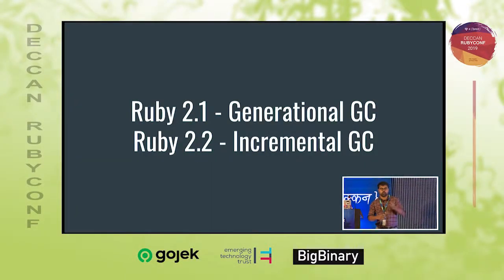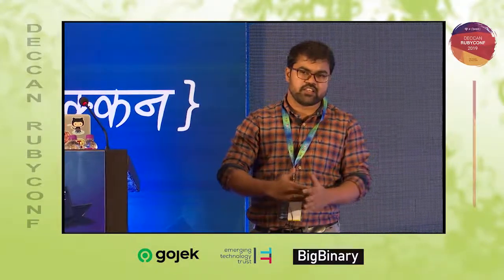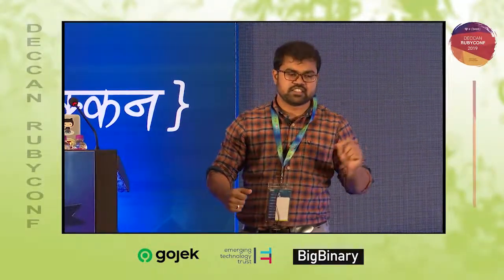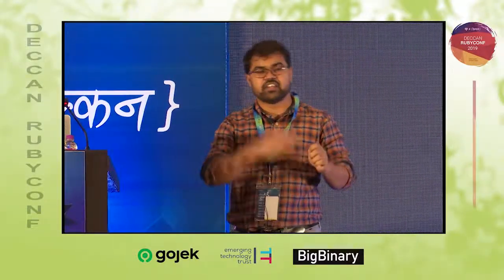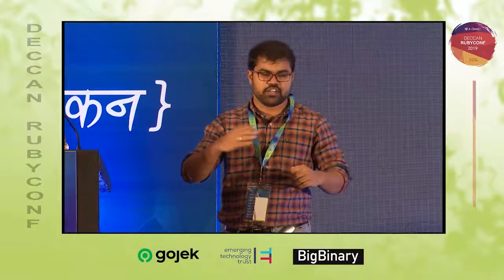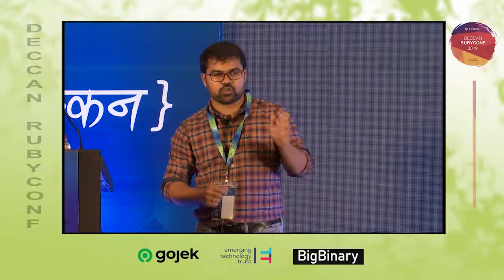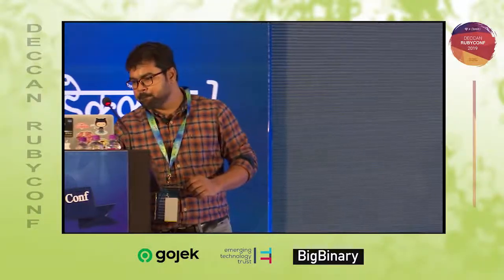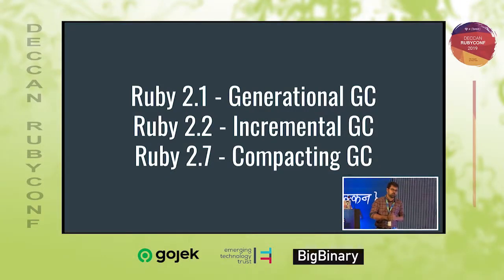Next is the incremental GC. In Ruby 2.2, the incremental GC algorithm came in. Earlier, for example, if a garbage collection was taking 10 milliseconds, instead of that, the incremental GC decided to do it 1 millisecond 10 times. The advantage is that the bottleneck for running the garbage collector was quite low. And next is compacting GC. This is coming in 2.7, not yet available. But why compacting GC is needed and what's the reason for having it, we will discuss in the next couple of slides.